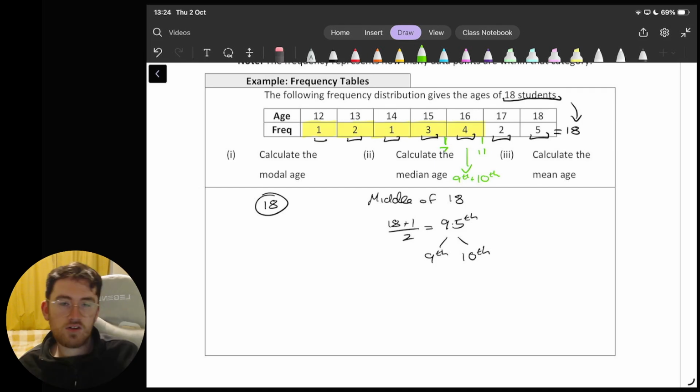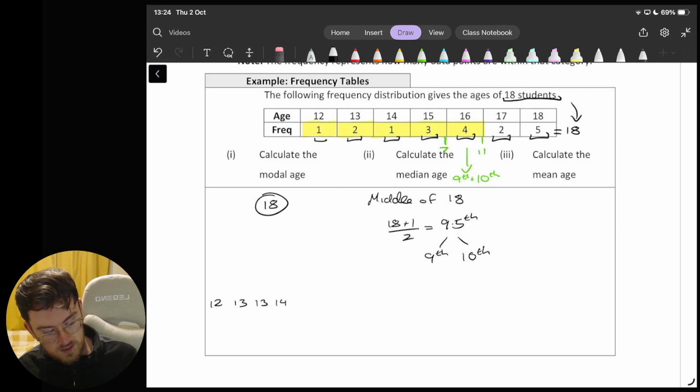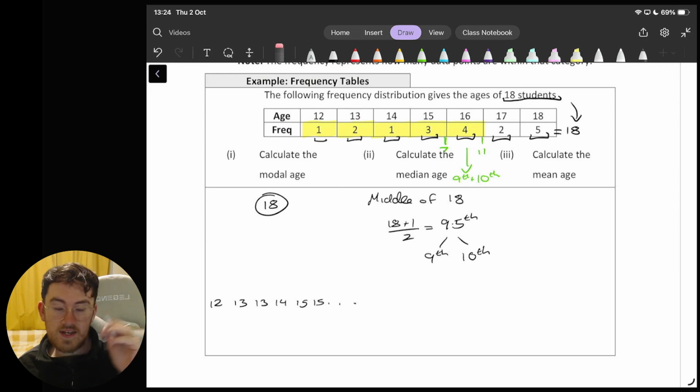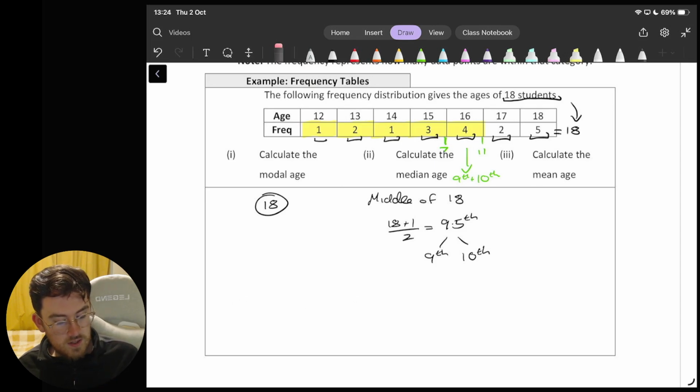If we listed out all these values, as I said there in the example, so 12, 13, 13, 14, 15, 15, and so on and so forth, listing them all out as opposed to just the frequencies, the 9th and 10th value would be 16. So here the median value is 16.